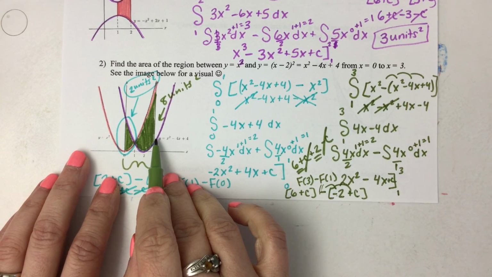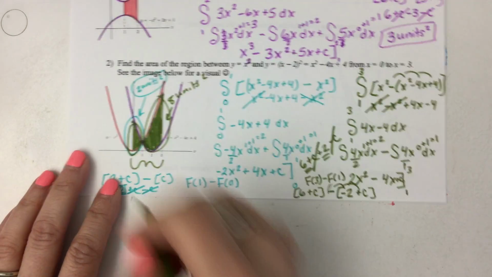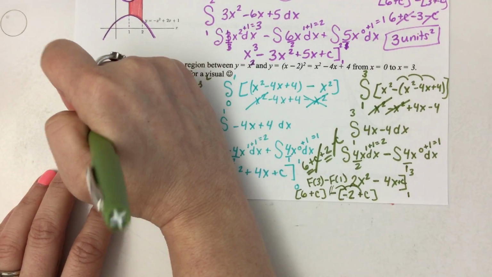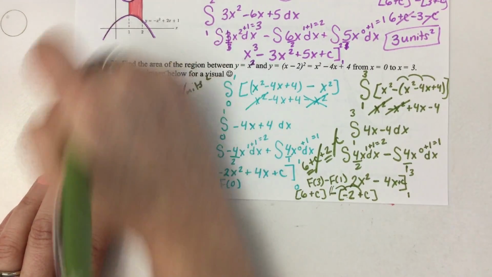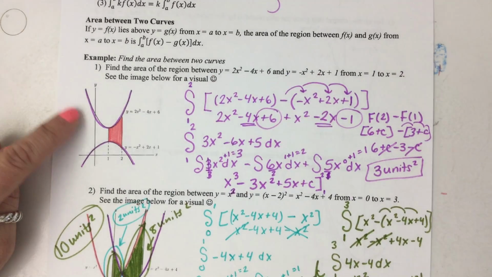They're asking you to find the total area. This portion is 2. This portion is 8. So your total area is 10 units squared. That's as hard as this will get. Okay, I started off with a basic one.